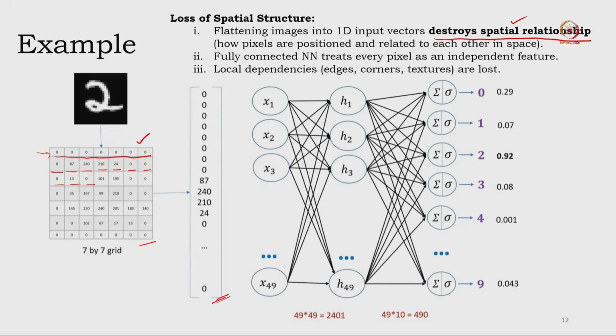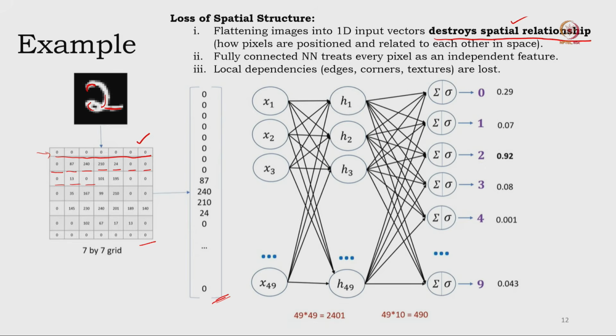So, what is the spatial relationship? It is how exactly the pixels are positioned and how they are related to each other. Now, if we destroy it, what is going to happen? If you observe this carefully, when you look at this image, we have a curve here, and here we have a straight line, and again we have a curve. And here we have a curve.